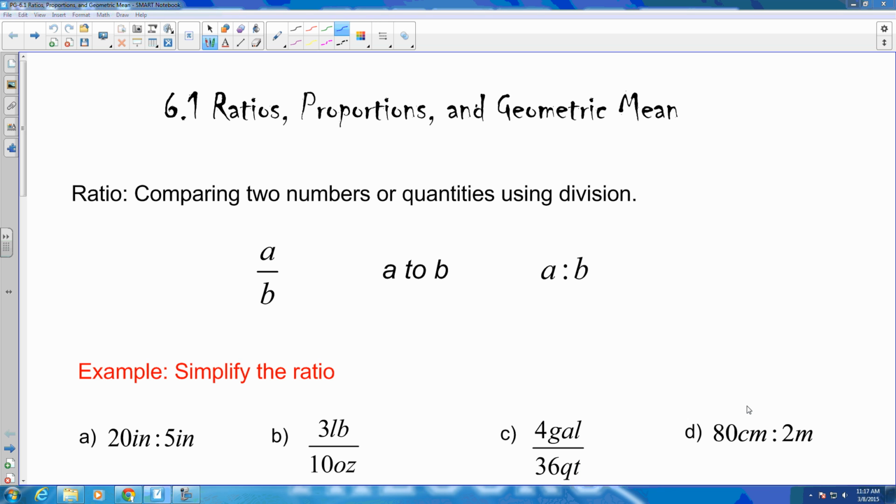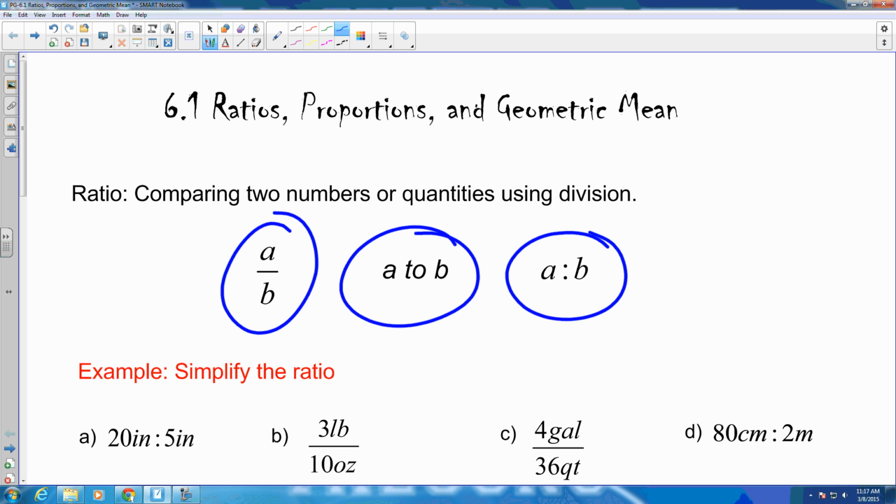If you look here, these are the three ways that we can write a ratio. The first one is you can write it as a fraction, or you could write it as comparing something to something, and then this and this basically mean the same thing. So it's like you're comparing from A to B, and it's the ratio from A to B.